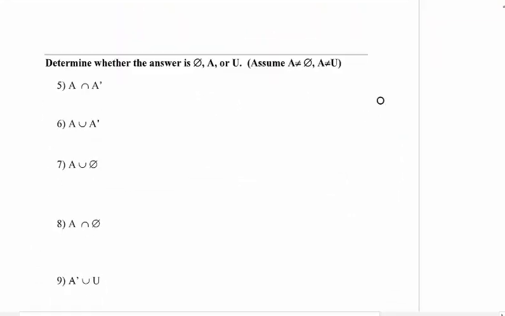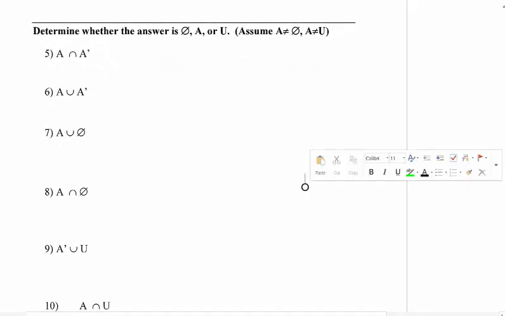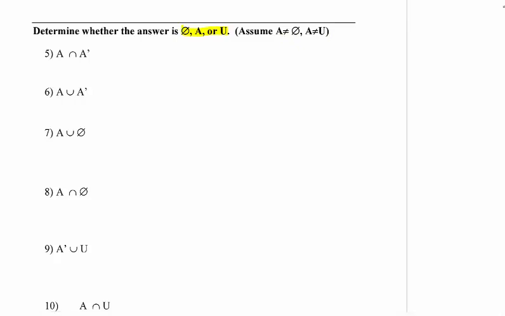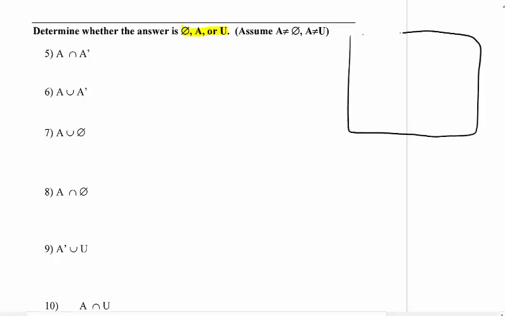All right, the last grouping here that we're going to look at is 5 through 12. And again, we're going to determine our answers if they're empty set, set A, or the universal. And we're assuming that there is something in A and there's something extra in U. That's what this parentheses here mean. It's not empty set, so there's something there. A doesn't equal universal, which means there's something in there. So some of you may be better to just draw a general picture here to look at the picture and answer some of these questions.